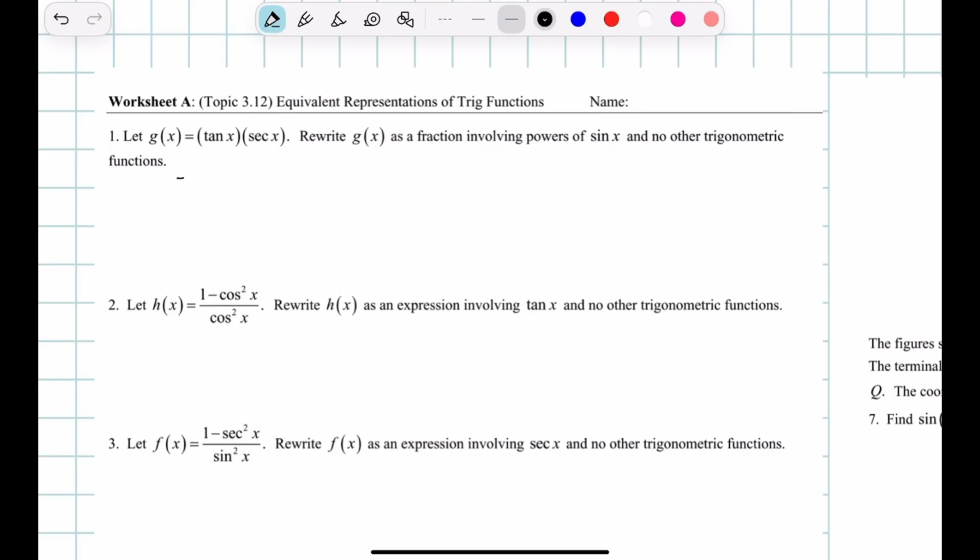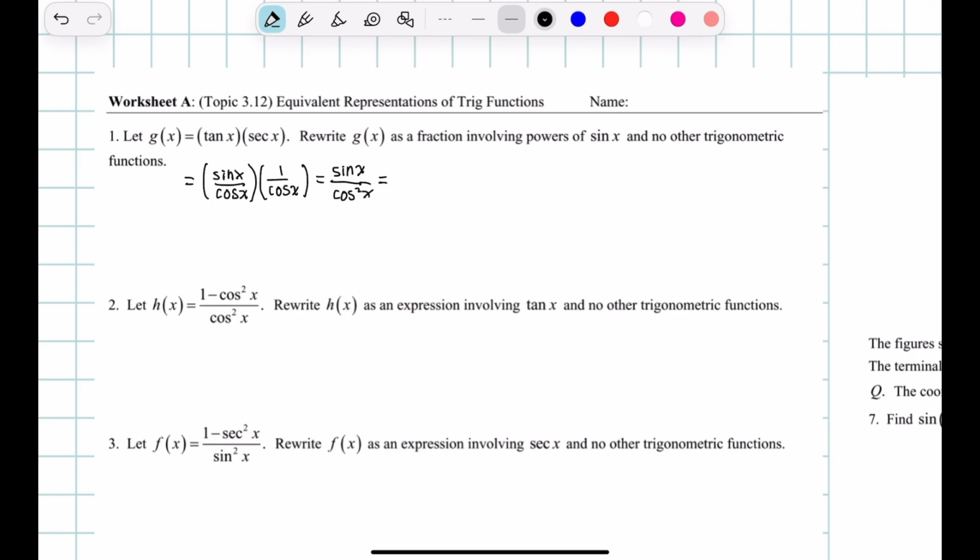So this is going to be equal to sine of x. Tan of x is going to be equal to sine of x over cosine of x, and secant of x is going to be equal to 1 over cosine of x. And rewriting this, we can multiply, and that's going to be sine of x over cosine squared of x.